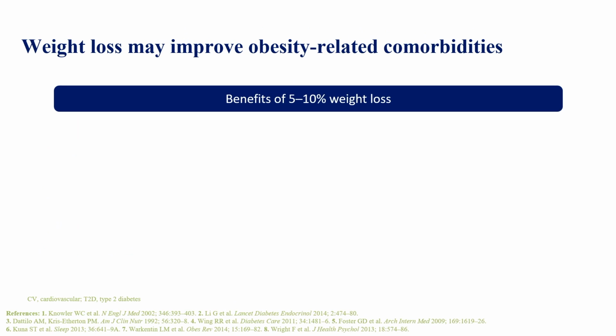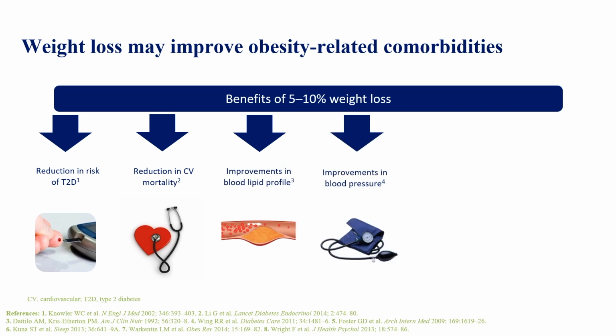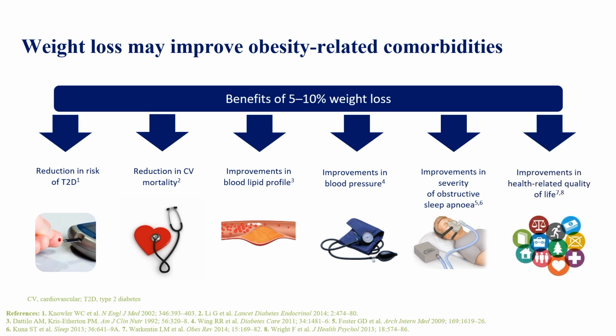However, if you lose weight, then you can improve these obesity-related comorbidities. So if you lose between 5% and 10% body weight, then there's a marked reduction in risk of type 2 diabetes. There's a marked reduction in cardiovascular mortality. There's a marked improvement in your blood lipid profile, in your blood pressure, in the severity of obstructive sleep apnea, and in overall health-related quality of life.